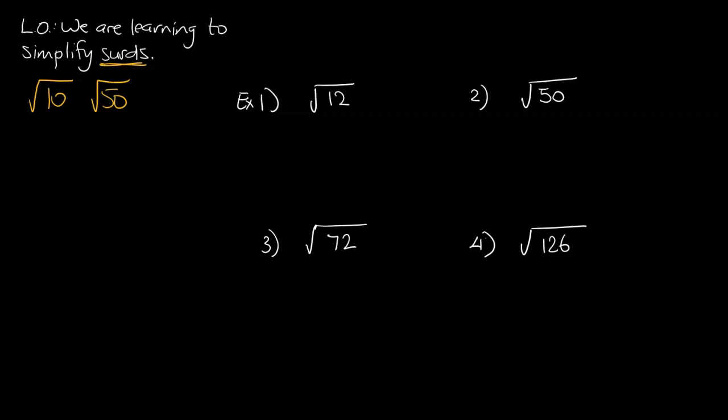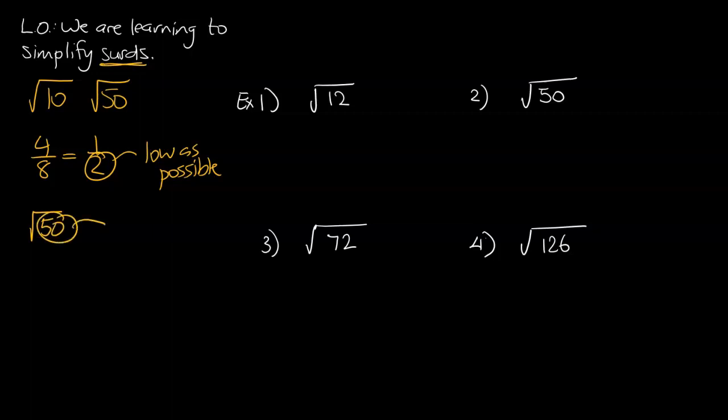Like our fractions. If you think of a fraction, maybe 4 over 8, you could simplify that to 1 over 2. Your job when you're dealing with fractions is to make the denominator as low as possible. And the same is true for our surds. So when we're looking at surds, for example, the square root of 50, our job is to try to get this thing in the middle as low as possible.